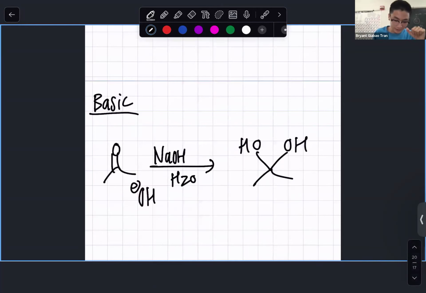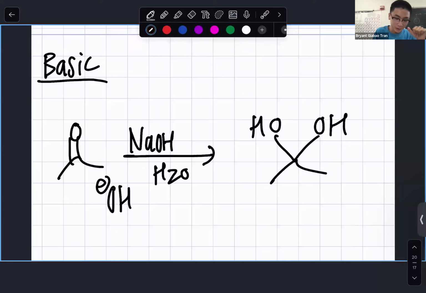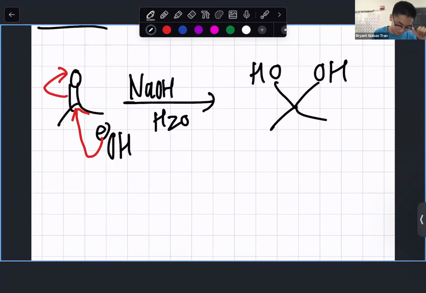So we don't have to activate the carbonyl. We don't have to protonate it. That strong nucleophile, we just go straight for the attack and pop the double bond to the oxygen right away. And that will give us this intermediate here, an O minus.